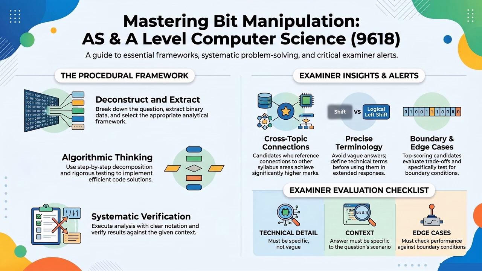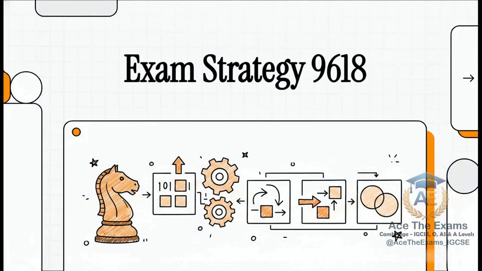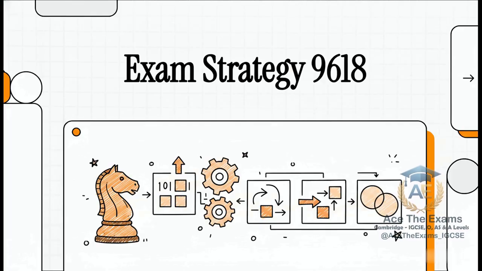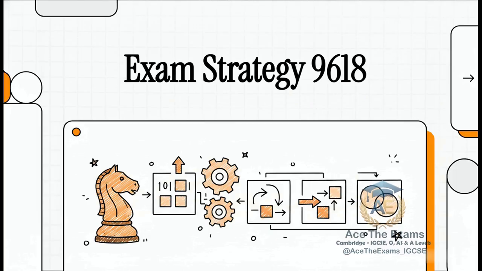Welcome to The Explainer. I'm your host, and today we're shifting gears from just studying the textbook to completely outsmarting the test. We're going to treat your Cambridge AS and A-level computer science exam like a championship chess match. We're diving into syllabus code 9618, specifically topic 4.3, bit manipulation. That's logical, arithmetic, and cyclic shifts.